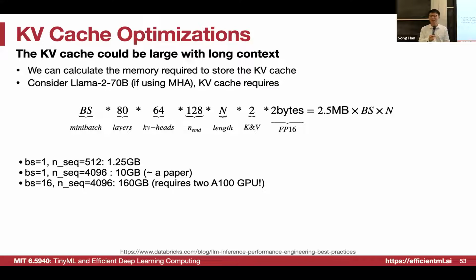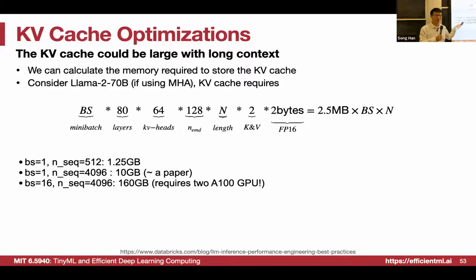What if you want to summarize a paper? I could give you an ICLR paper. You want to summarize it, you want to review it, give it some questions. It's roughly 4 to 6K tokens. And 4K tokens require 10 gigabytes of memory. The GPU has 80 gigabytes of memory.